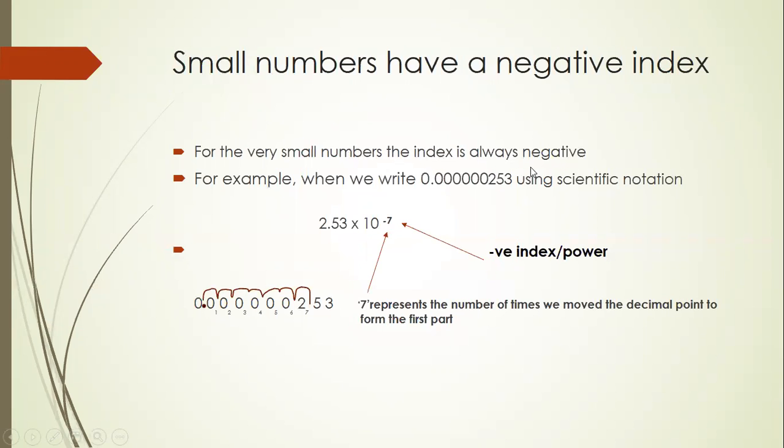Small numbers are quite the opposite. The power is always negative. We're going to count the number of times that we move this point across. So you'd see I've labeled them here 1 through 7 to get that point in front of this 2 in order to form the first part of this number.